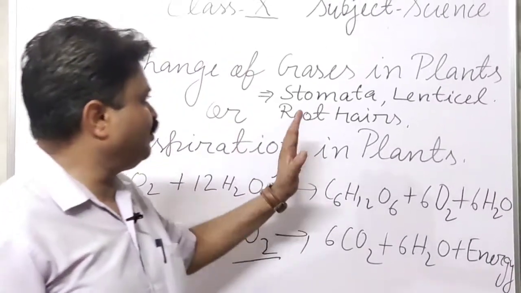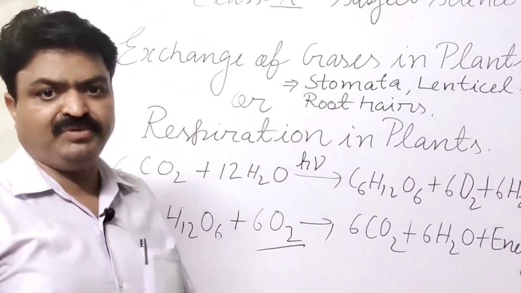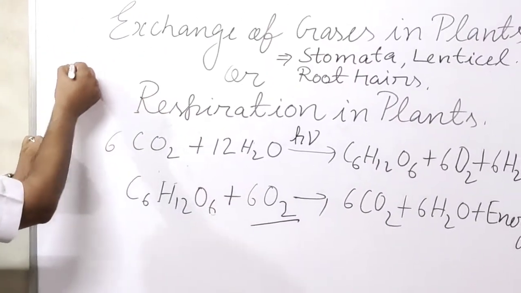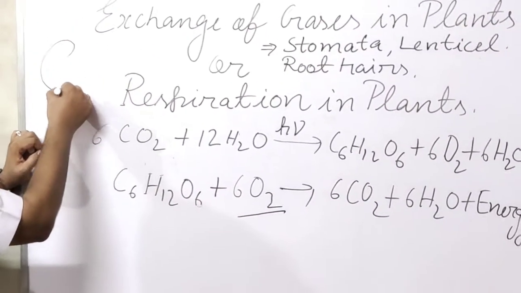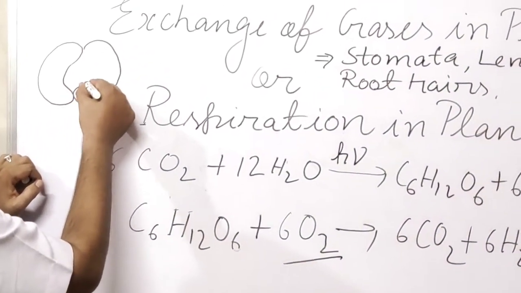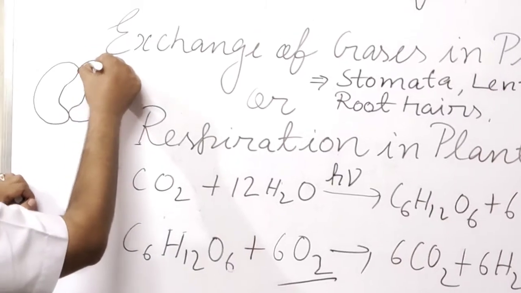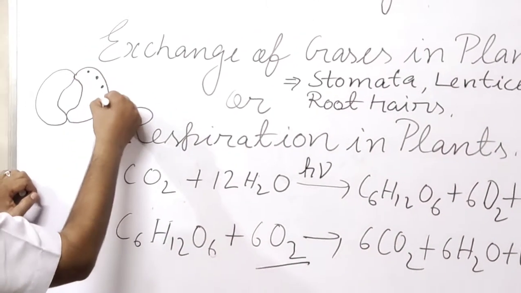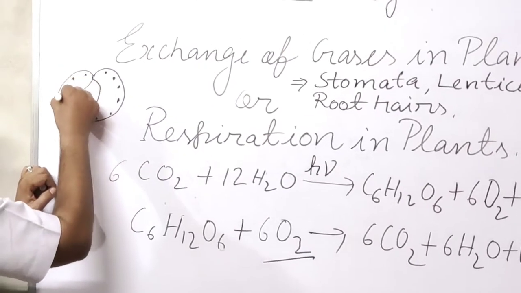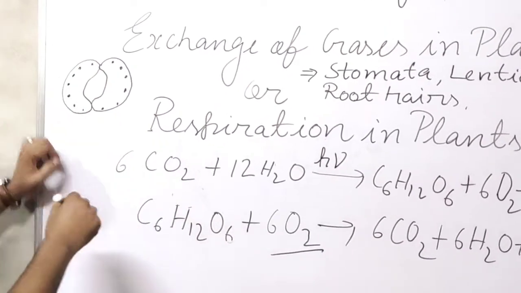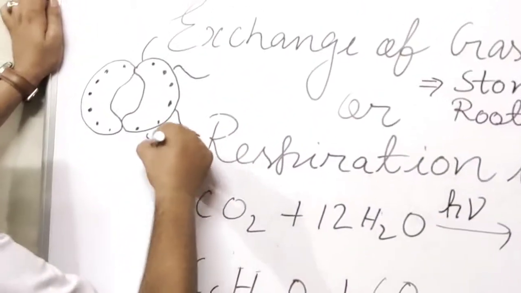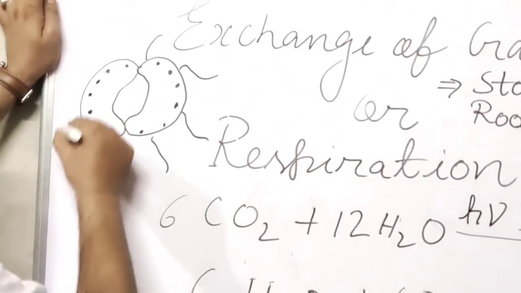Now we will discuss the opening and the closing of the stomata. Now what are the stomata, students? Stomata are small pores, and they are covered by the guard cells. These are the guard cells, students, and the guard cells have chlorophyll. And these guard cells are covered by the epidermal cells. These are the epidermal cells.